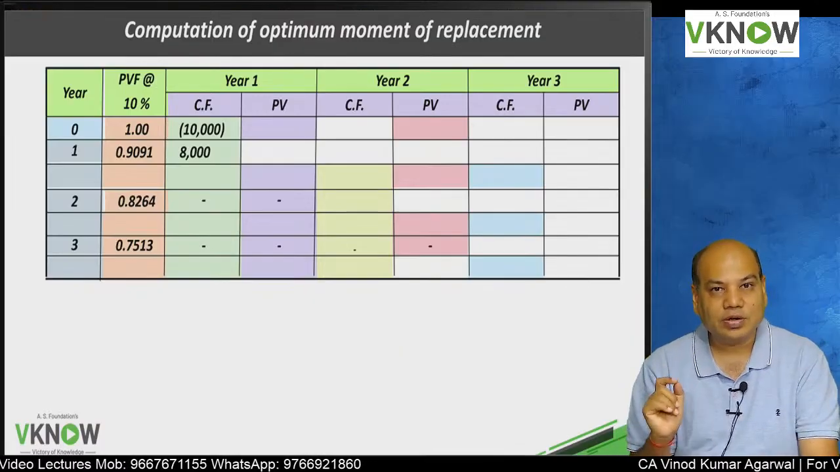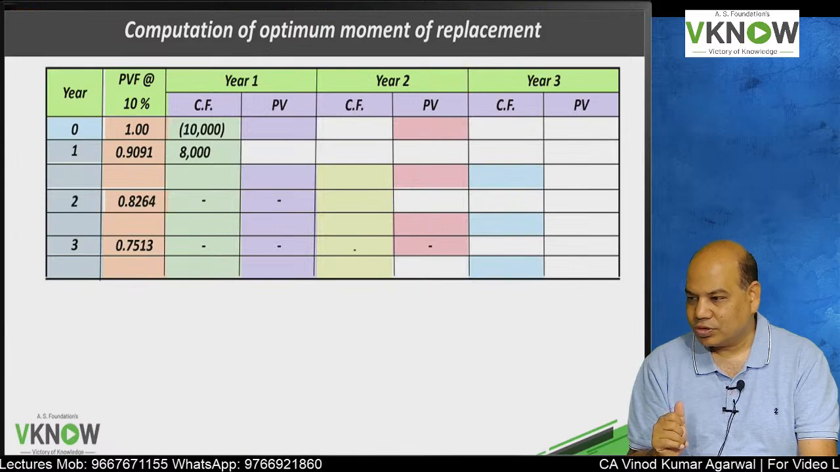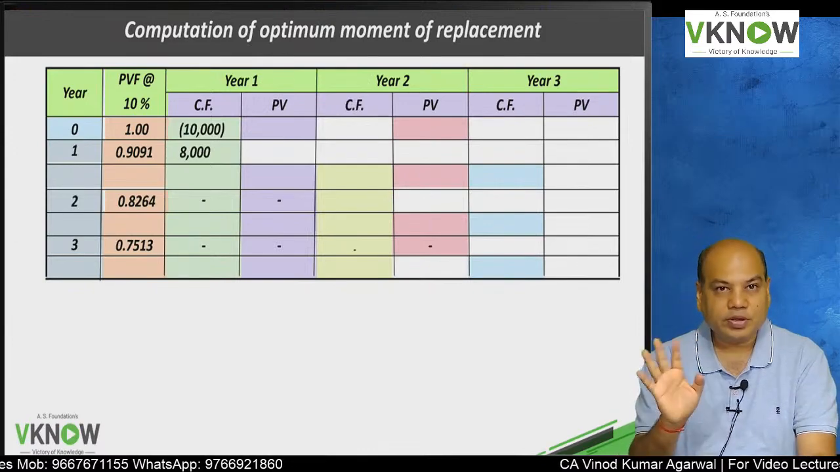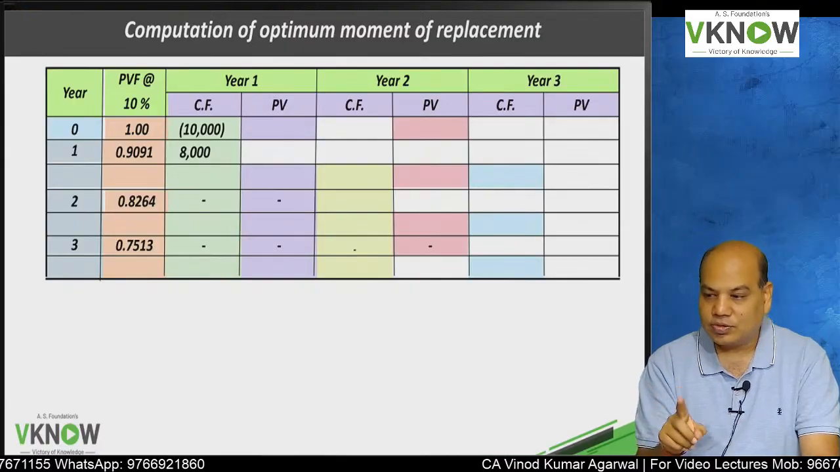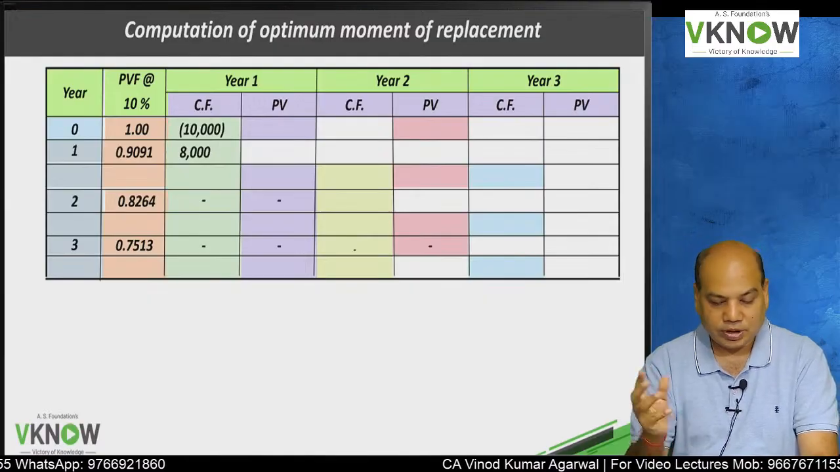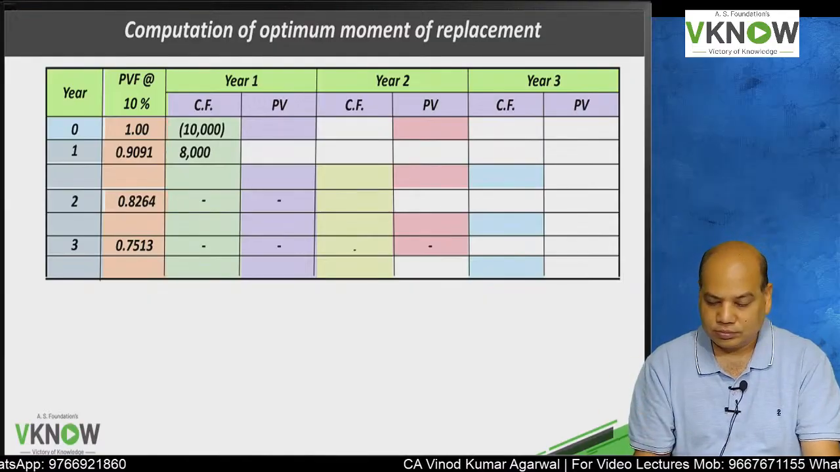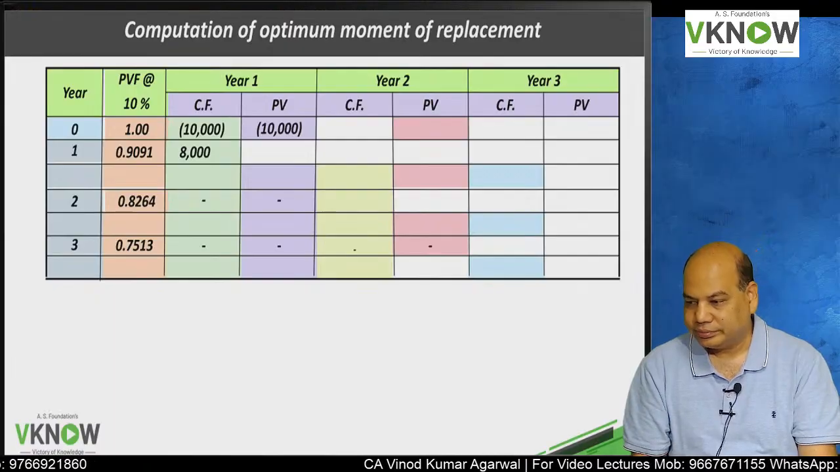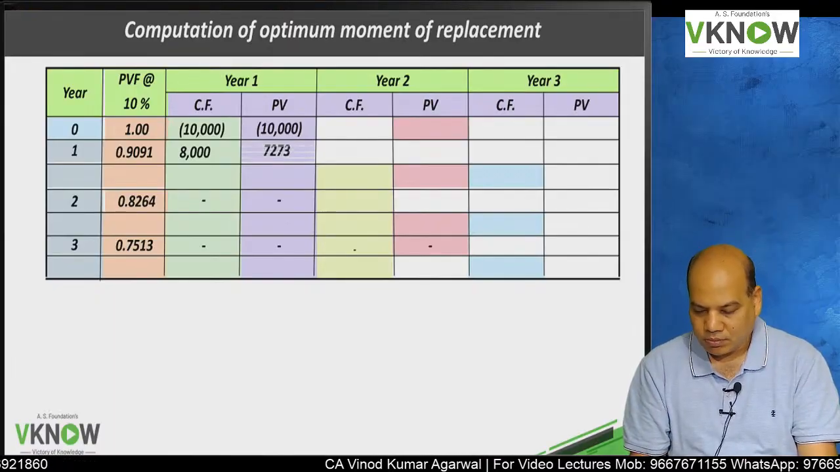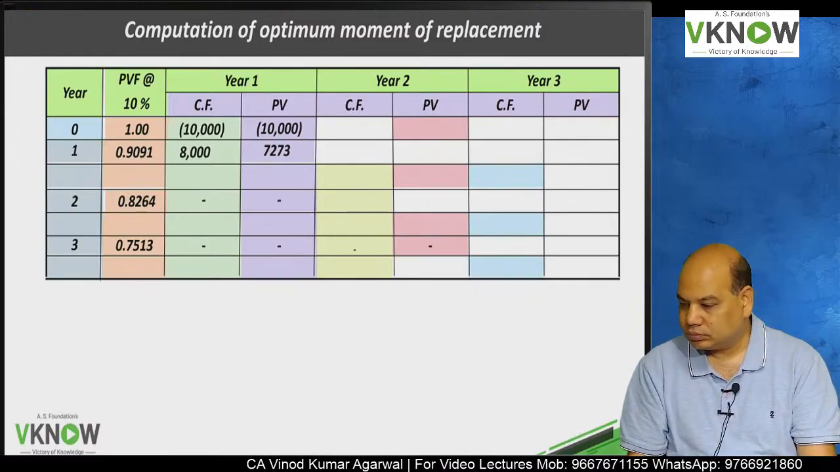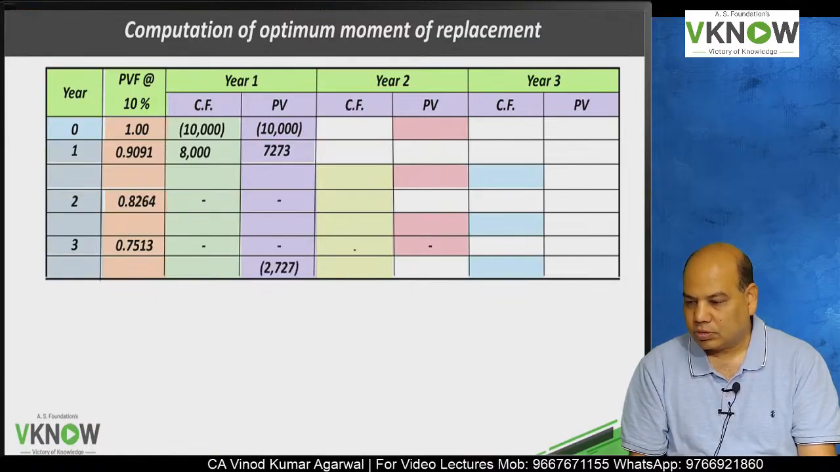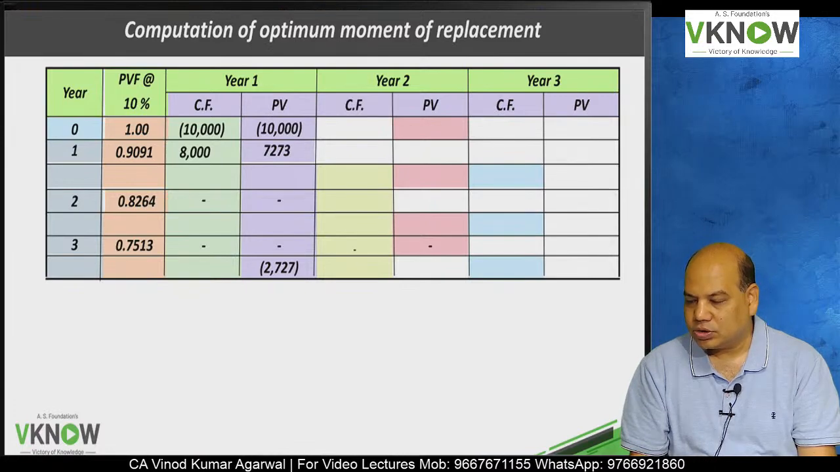Will you get salvage value? Yes, 8,000. You will get salvage value 8,000. 5,000 will not come. If that last paragraph is not there, then 5,000 will also come, 8,000 will also come. 8,000 is salvage value inflow. Calculate present value 10,000. 7273. Take the total. This is 2727. Right? Present value is 2727 if you use the asset for 1 year.